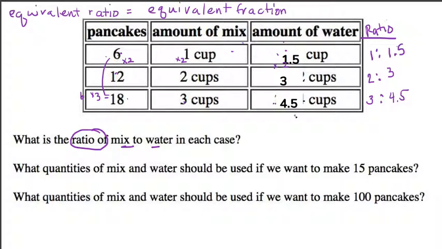Okay? So now, here is the tricky question. The box tells you how to make 6, 12, and 18. Why in the world do you want to make a weird number of pancakes? Why not just make 12 and put the 3 in the refrigerator, right?